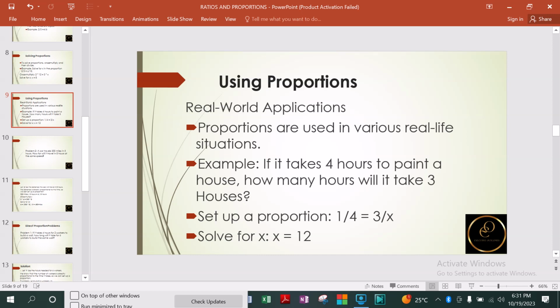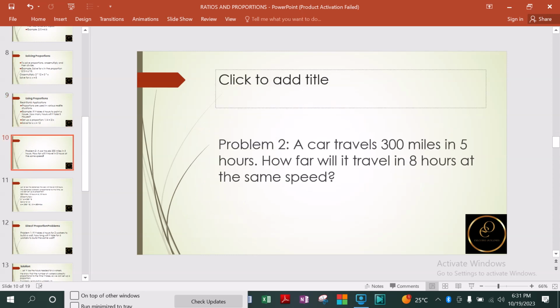It is an example of direct proportion, because the more houses you paint, the more hours you use. So if one variable increases, the other variable is expected to also increase. Then it shows that it is a direct proportion problem. So that's what you should understand. Then we look at the next one.